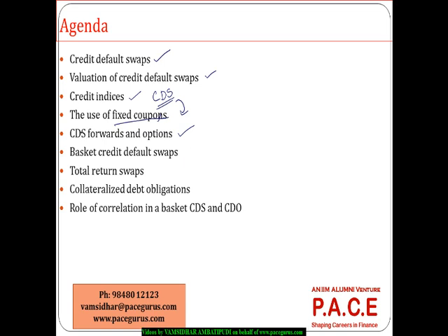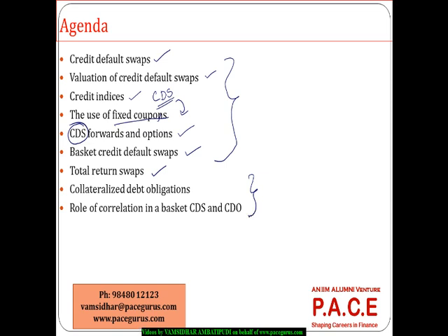Now that the underlying credit default swaps are popular, forwards, options and other derivatives are created on top of them. And what do we mean by basket credit default swaps? So this entire thing focuses on credit default swaps. Then we will try to understand the total return swap. How is it a credit derivative instrument?